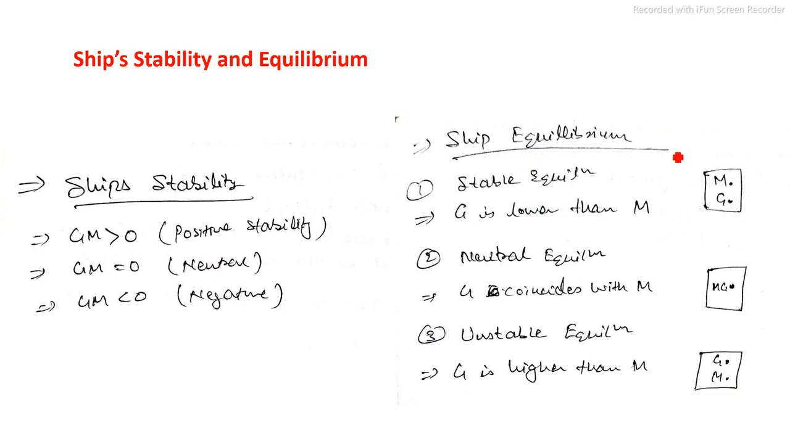In the diagram, G is the center of gravity and M is the metacenter. In case of stable equilibrium, the center of gravity lies below the metacenter, and in neutral equilibrium the metacenter and center of gravity coincide with each other. In unstable equilibrium, the center of gravity lies above the metacenter.